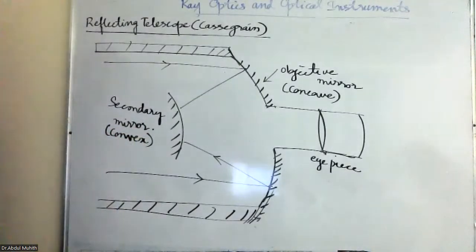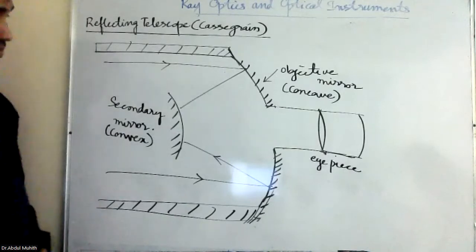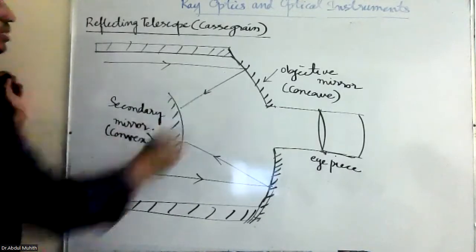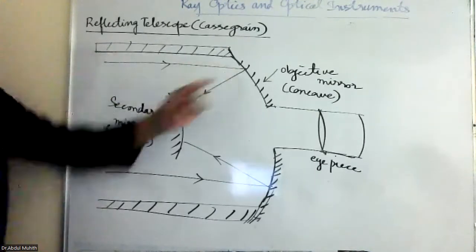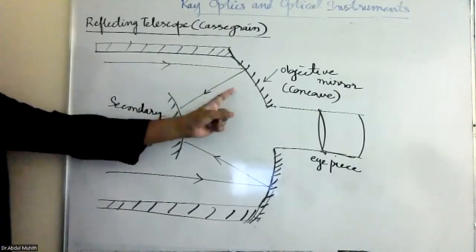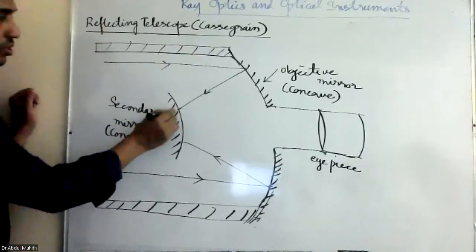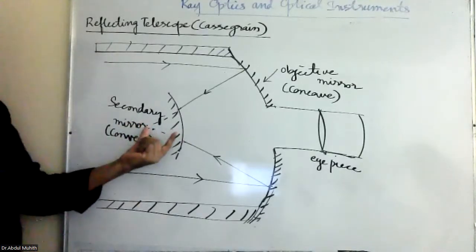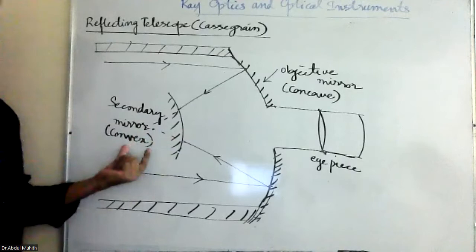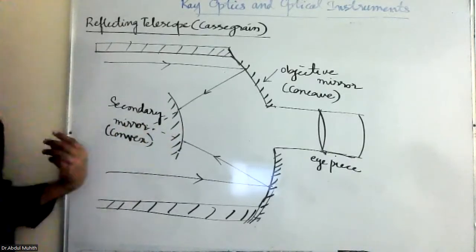So there are two mirrors, and here we have a convex lens, the eyepiece. Now, the rays from a star or a far galaxy, the light is incident on the concave mirror. So it will reflect to the focal point. Okay, it will reflect to the convex mirror, which has a focal point behind the mirror.